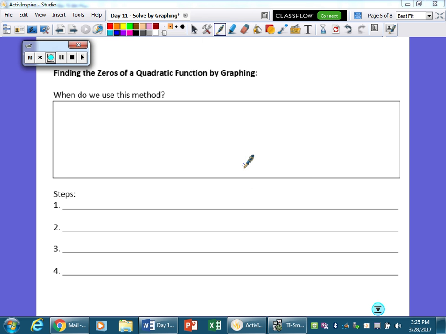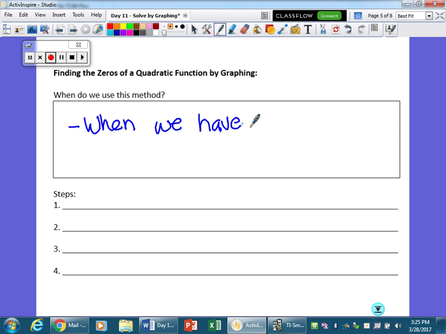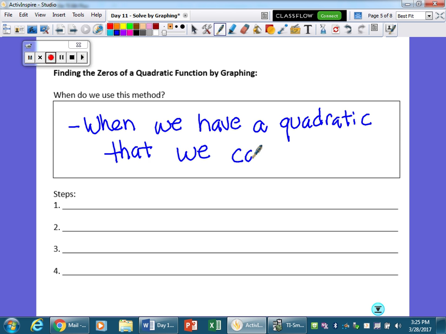So what we're going to start with is finding the zeros of a quadratic function by graphing. Now, you only want to use this at certain times, when we have a quadratic. It's got to be quadratic, so that means something to the second power that we can't factor. Okay, we can't do two numbers that multiply to C and add to B. If we could, that would work then, okay?